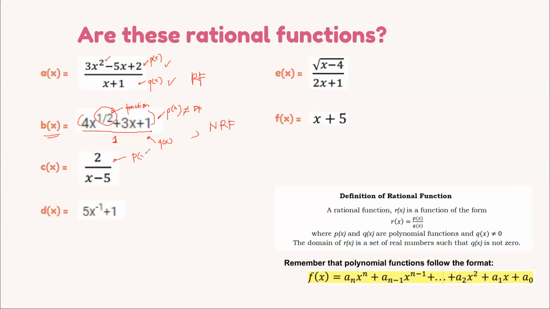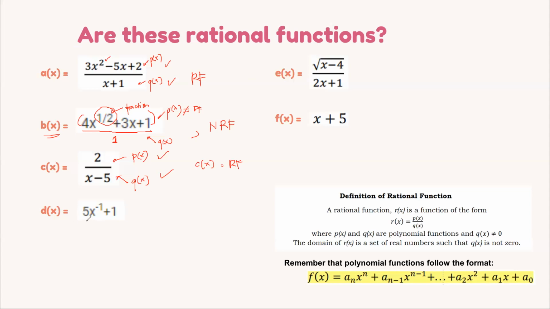Our numerator is just equal to 2, a constant. Is P of x in this case a polynomial function? Yes, it is. It is a polynomial function because it is a type of constant function. What about Q of x? Is it a polynomial function? Yes, it is. It is a polynomial function, specifically a linear equation whose degree is just equal to 1. So C of x is a rational function. What about this one?